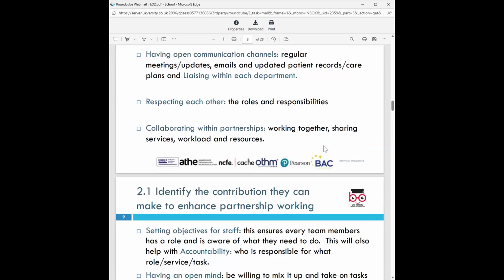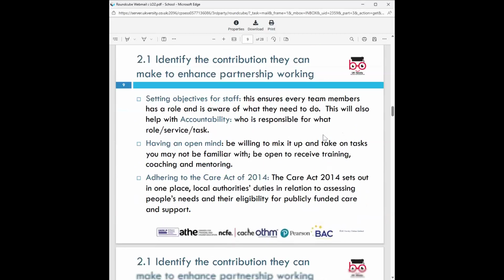Should you respect everyone's views and responsibilities and everything like that? I think so, as long as it's towards achieving a common goal. Yeah, you should be achieving that and being respectful to each other and collaborating with different people, making sure you are collaborating with different organizations.